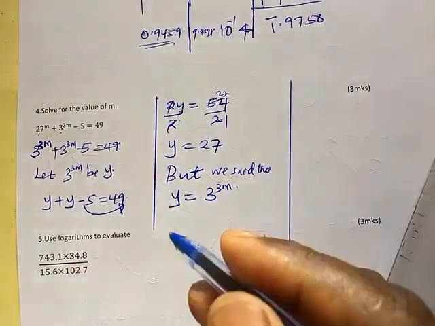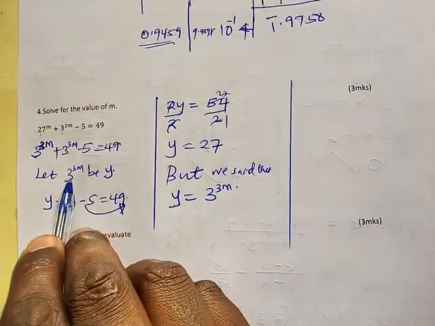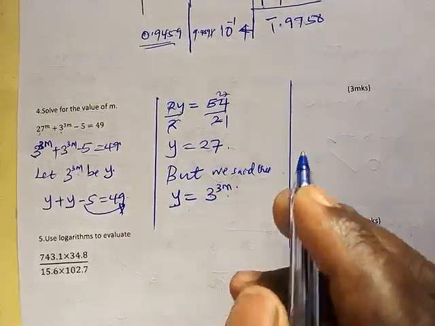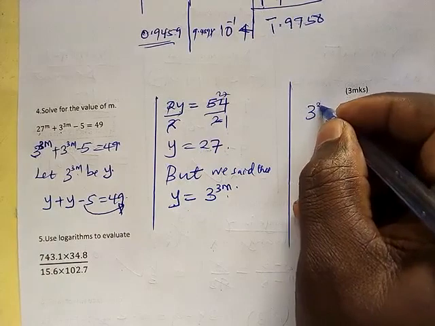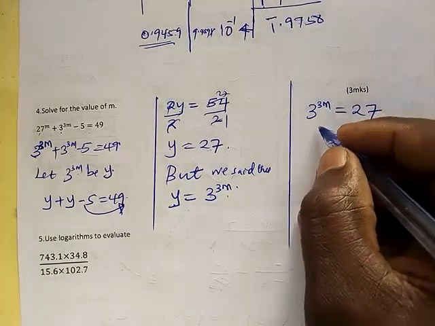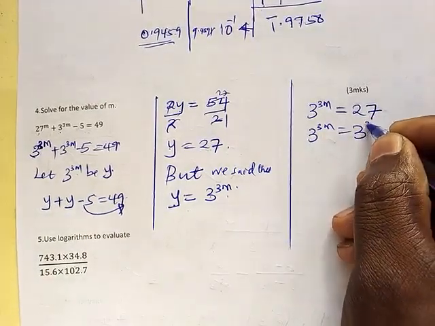So what does that mean? It means that this y, which is 3 raised to 3m, equal to this, because y equal to 27. So what it means is that 3 raised to 3m equal to 27. That's what it means. So it also means that 3 raised to 3m equal to 3 raised to power 3.